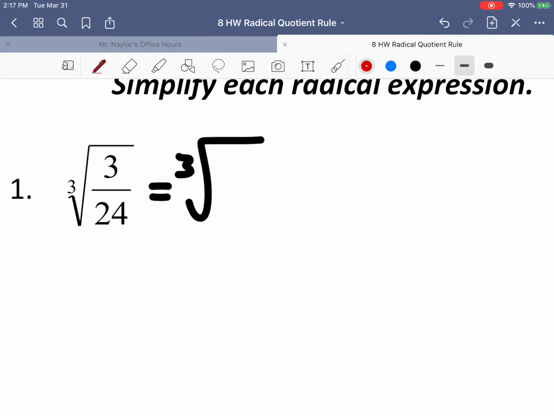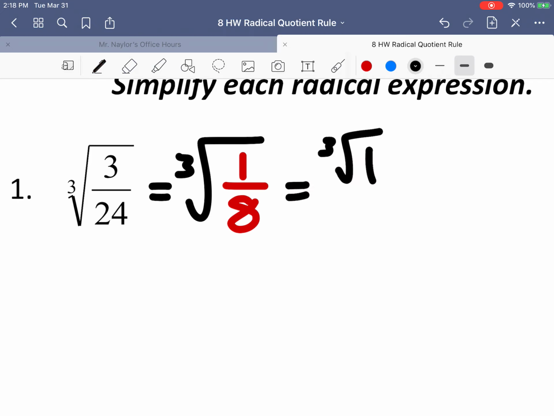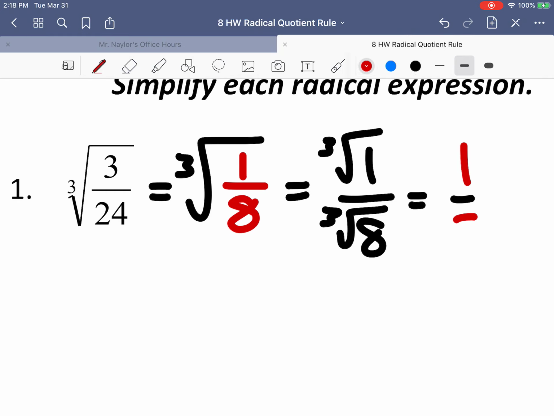You can, in this case, take 3 over 24 and just reduce that to be 1 over 8. Now, the reason I reduced that first is because now I can actually do the cube root of each of these numbers, and the cube root of 1, well, of course, that equals 1, and the cube root of 8, as we've seen many times, that's 2.